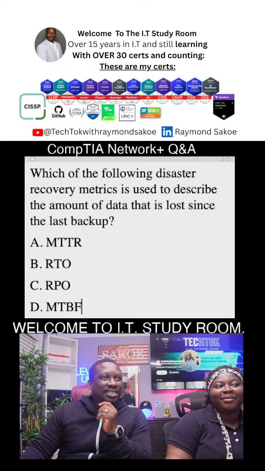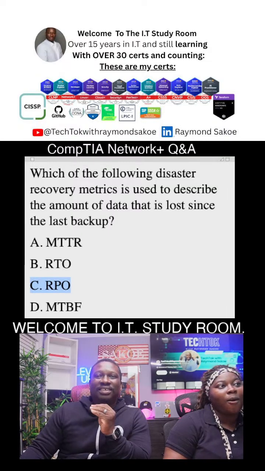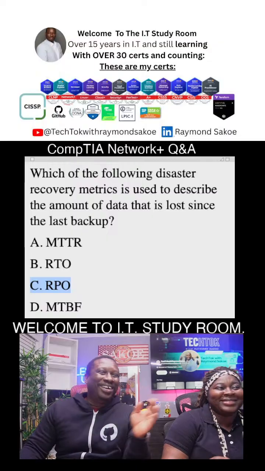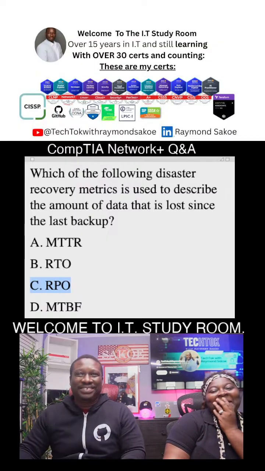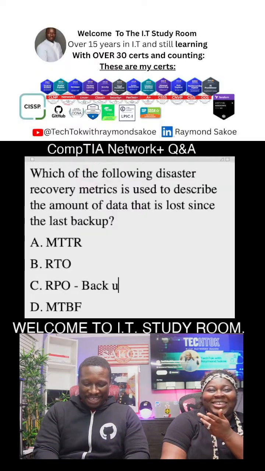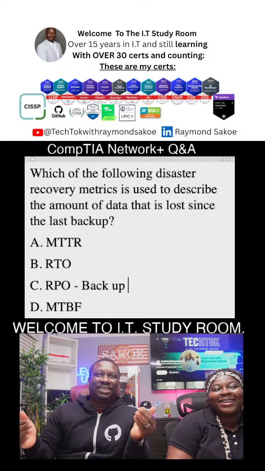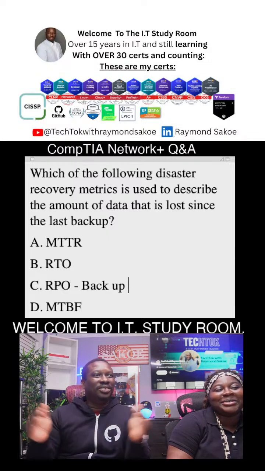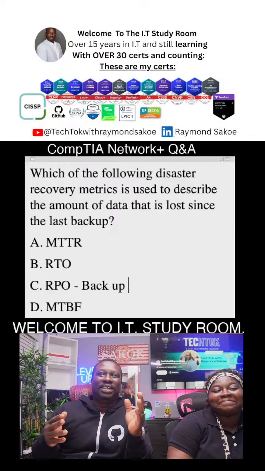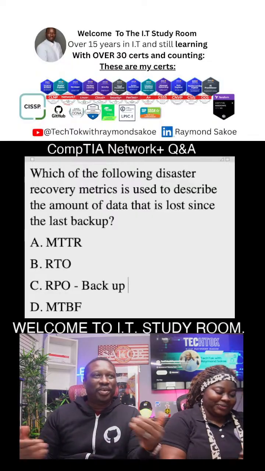All right. The answer would be C. Recovery point objective. This is when backup comes in. Why are you yelling? Backup. How do you yell backup, right? Okay. So yeah, recovery point objective, right? How much data are you willing to lose? So now, if you back up every 24 hours, guess what? Your RPO will be 24 hours.